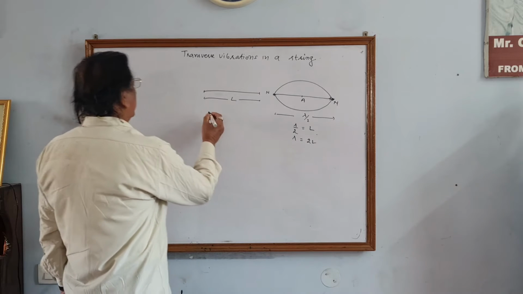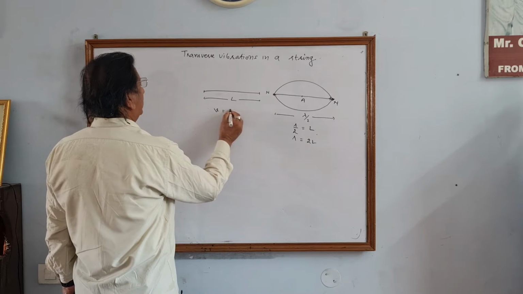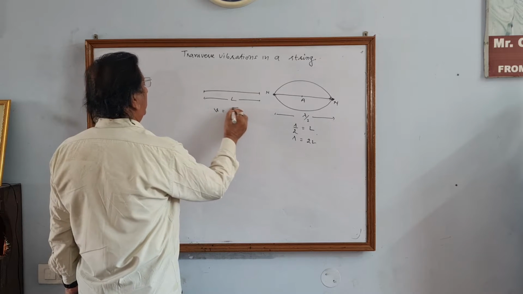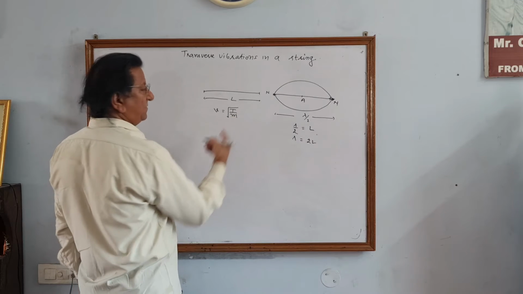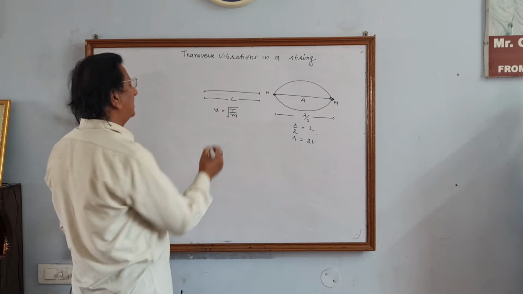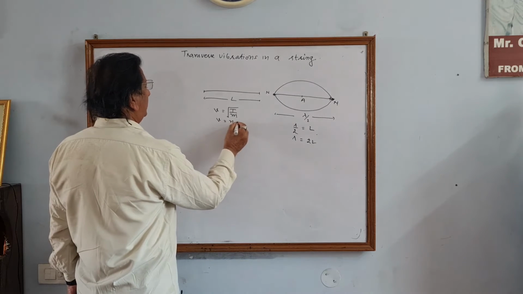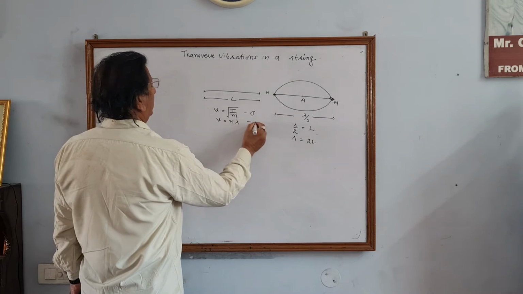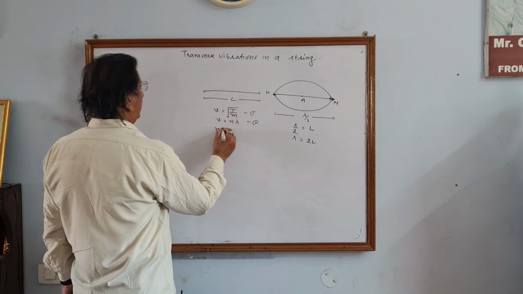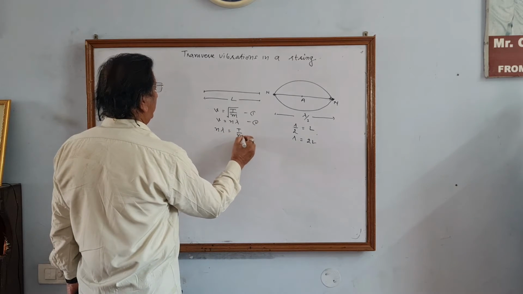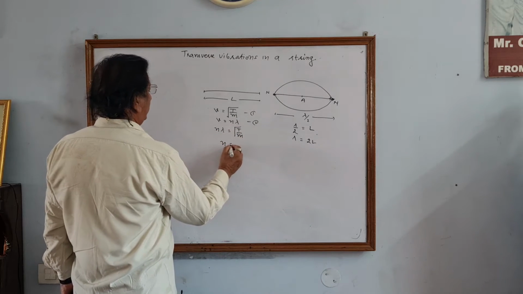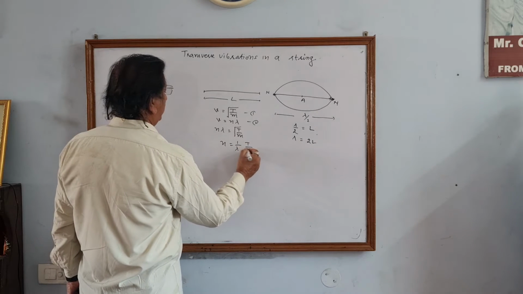We had velocity of transverse wave v equal to square root of T by m, where T was the tension, m was mass per unit length, and v was the speed of the transverse wave. This is also equal to n lambda. So equating these two, you get n lambda is equal to square root of T by m. Here frequency is 1 over lambda times square root of T by m.